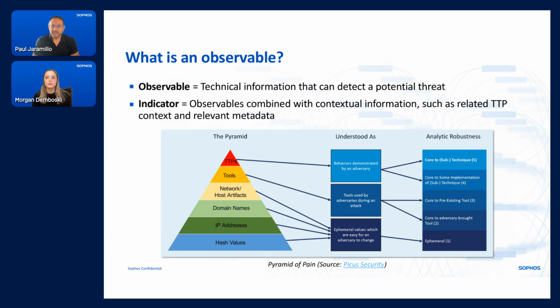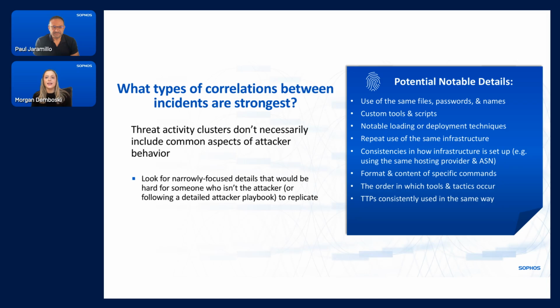So we know a common complaint, we always get grumbles about low fidelity indicators, the hashes and the IP addresses that change all the time. What are the types of correlations in your incidents that are the strongest? What provides the highest confidence for a threat cluster? Yeah, that's a great question.